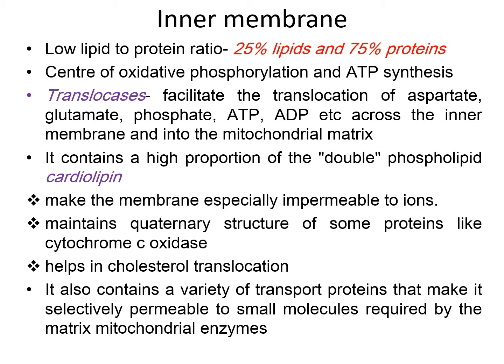And apart from these translocases and cardiolipin, the inner membrane also contains a variety of other transport proteins which make it permeable to some small molecules which can cross and reach the matrix, because there are some chemical reactions taking place in the matrix for which enzymes are required, and these enzyme molecules can travel through the inner membrane of the mitochondrion with the help of these other transport proteins apart from translocases.